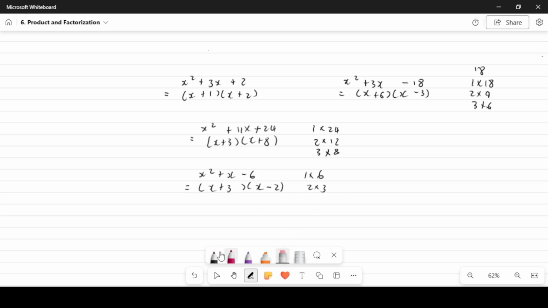Right? So if you want to do the long method here, we know that it has to be plus minus. The bigger takes the plus, the smaller takes the minus. So therefore it will be minus 1 plus 6, which is what? Plus 5. So therefore this cannot be a solution. But minus 2 plus 3 is the solution.